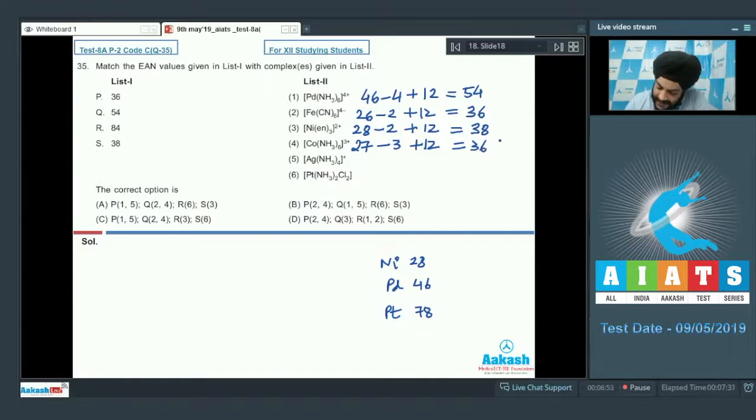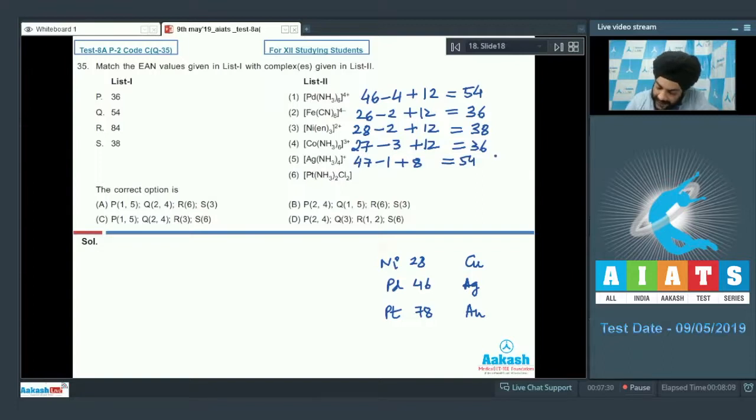If you look at the next option, Ag. Ag is present in the copper family, so we have copper, silver, gold. The atomic number of Ag is going to be equal to 47. It comes just after palladium. It is present in a state of +1, plus it gets 8 electrons from the 4 ligands. So this is equal to 54 again.